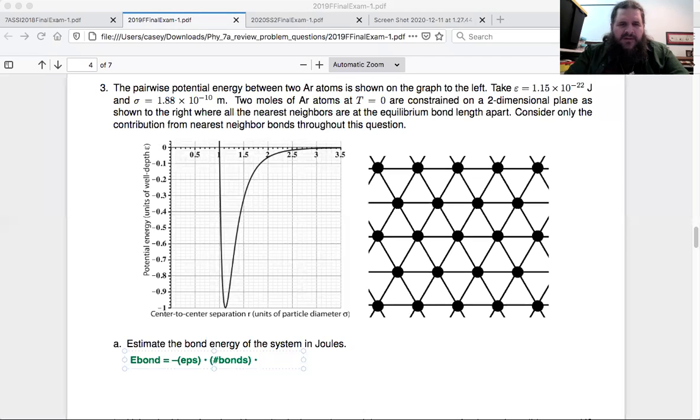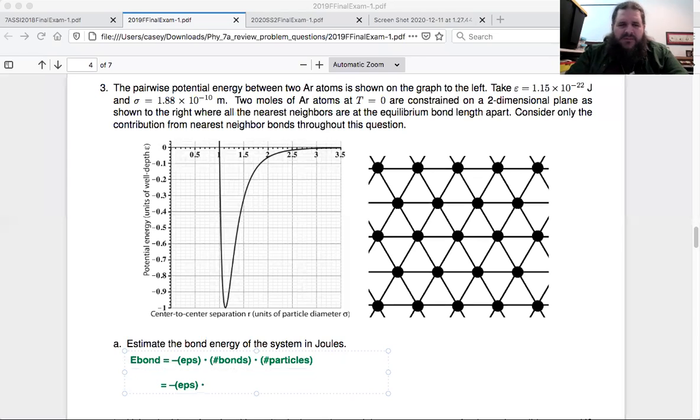So we've got number of bonds times, and how many particles are we actually dealing with here? 2 moles, so Avogadro's number times 2. Yeah. And so we've got number of bonds. I'm just going to write the epsilon as epsilon for now. We can fill in the value afterwards.